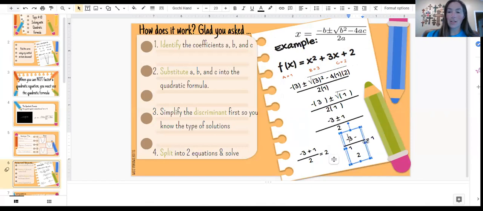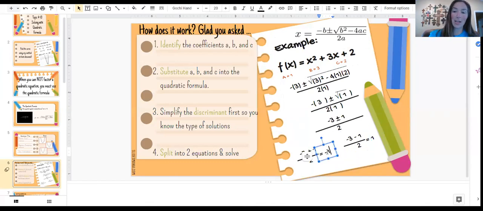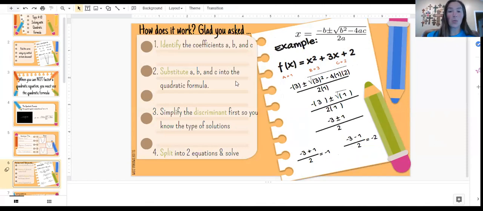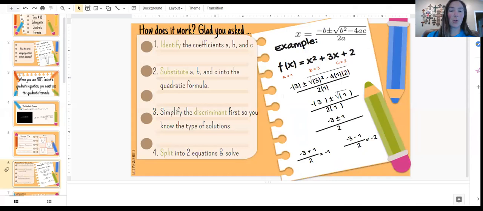So now if I take those same solutions and I say -3 plus 1, I would actually get -2, which would make this -1. And this would end up being -4, which would end up being -2. And that is why we check our solutions. So here's the graph, here's the solutions, and now my work actually matches those graphed solutions.